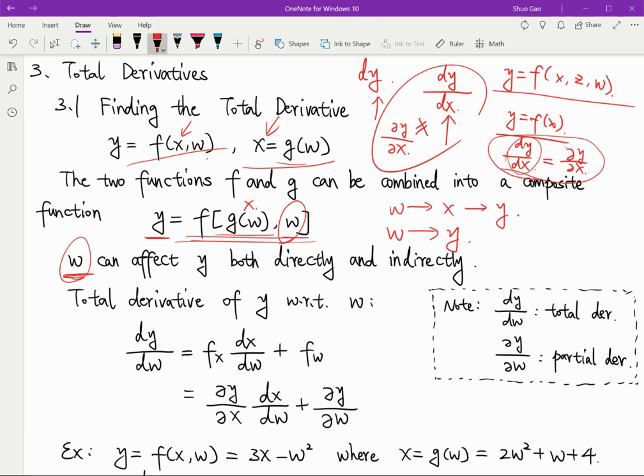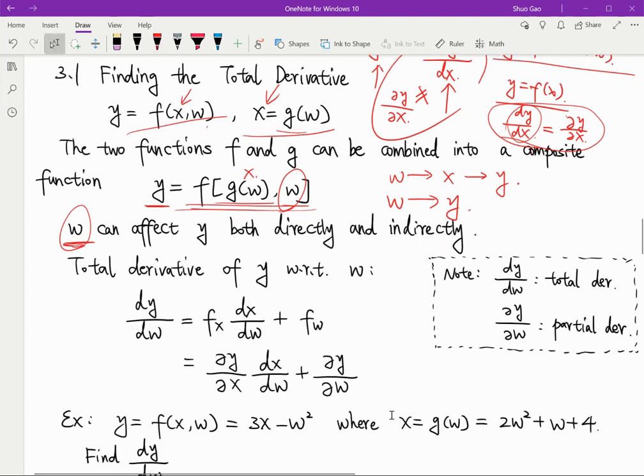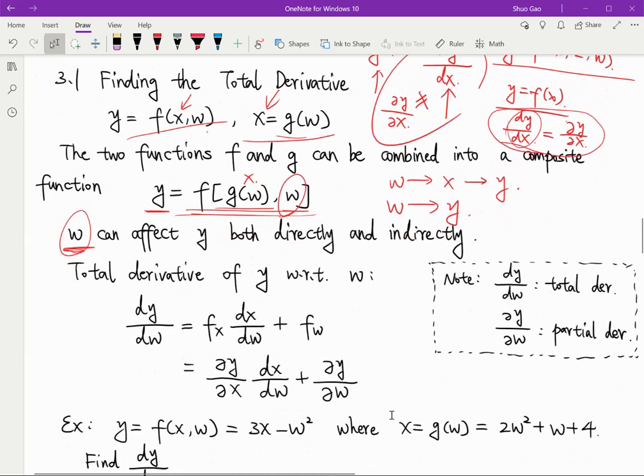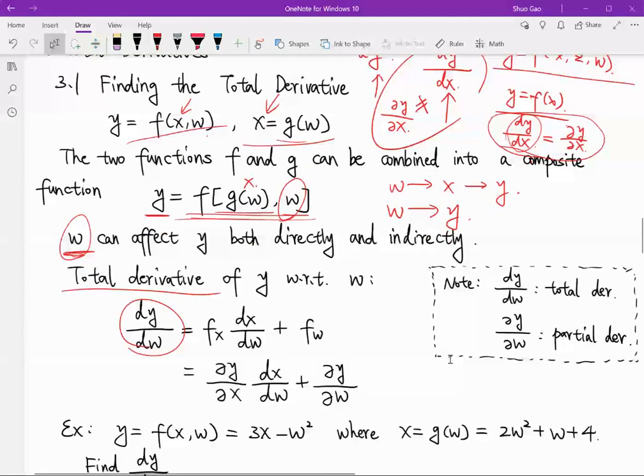So if we have this kind of relation between the two variables, the two variables are related to each other. And suppose in this case, we want to find out the total derivative of y with respect to w. So it's this thing, right? dy over dw. So we can find the dy over dw in two ways. So this is the first way, right? The second way is easier. I'll talk about that here.